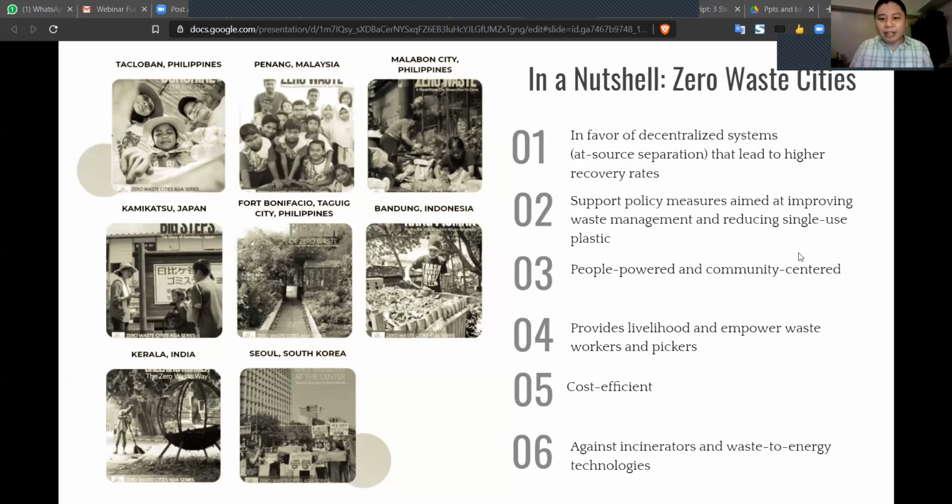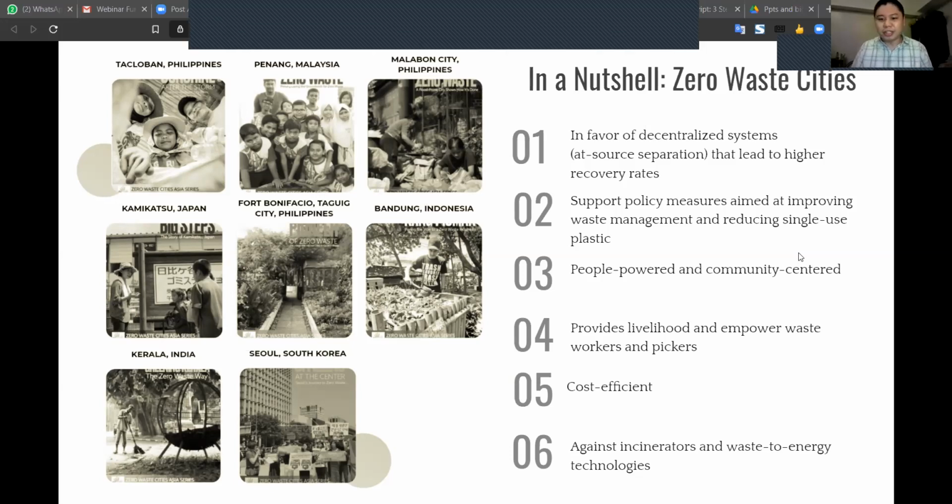Number 4 is we also look at the livelihood opportunities that are available for waste pickers and waste workers. So in a way that they have that opportunity to not just earn money, but also become part of the decision-making process of these zero waste systems.